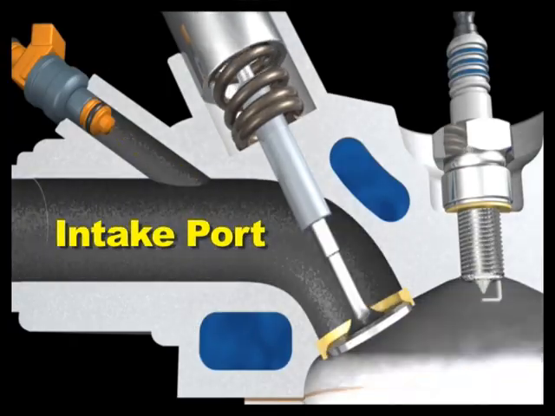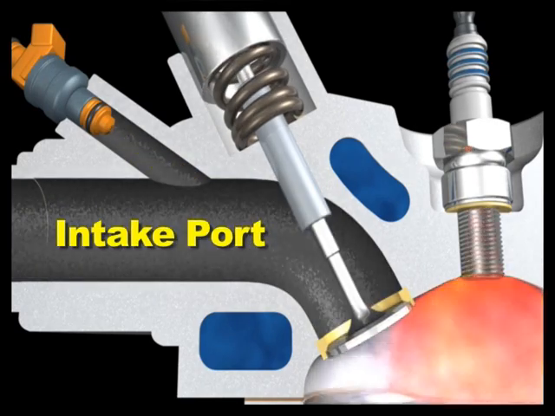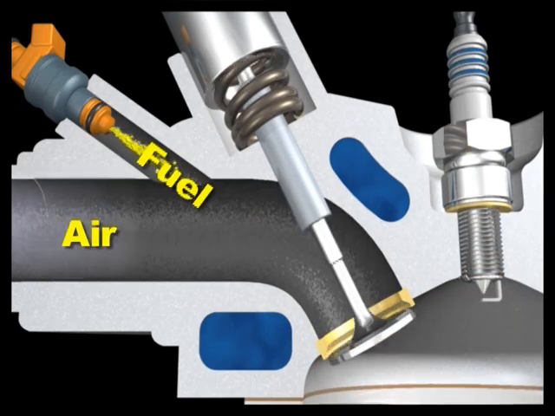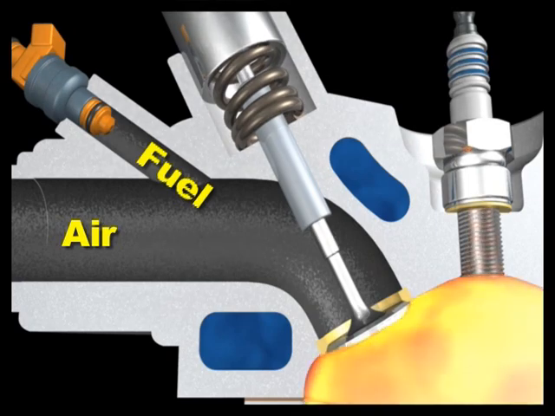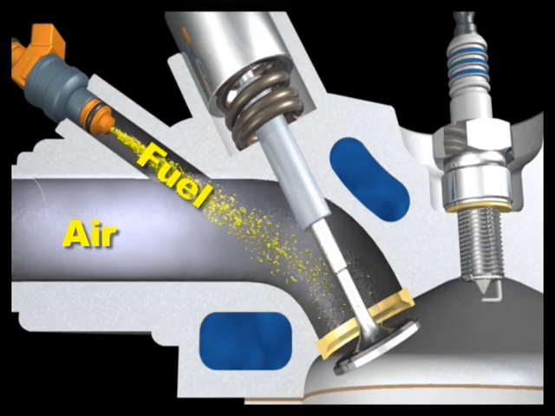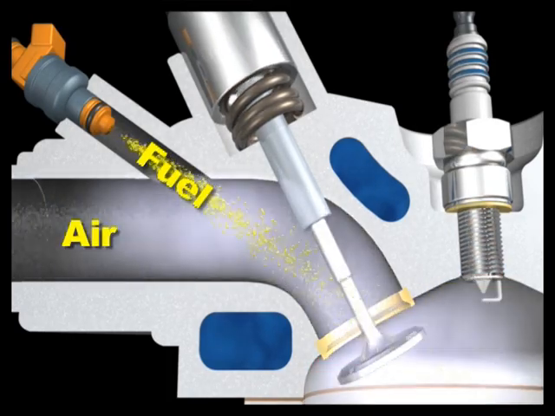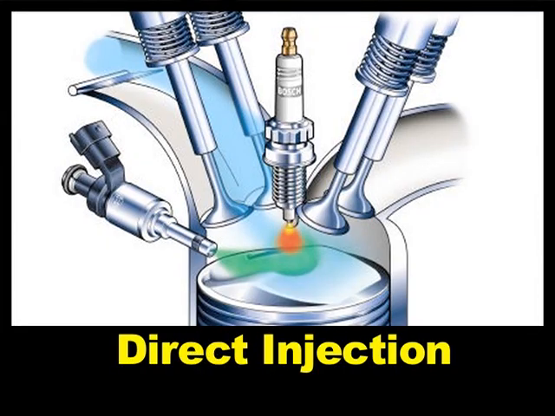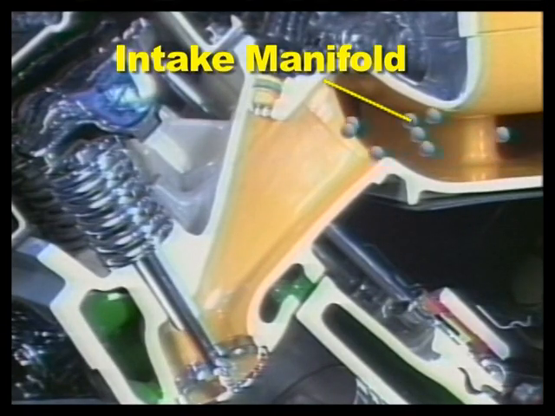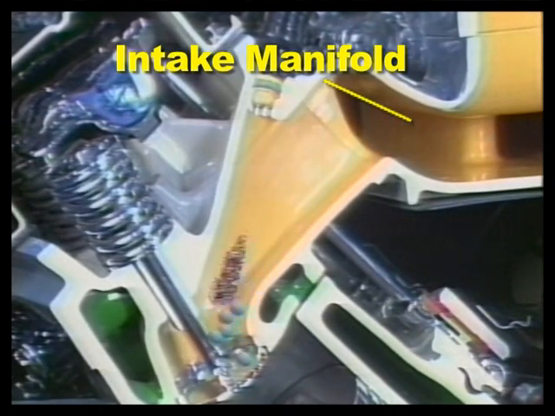The cylinder head intake port allows the air and fuel to flow into the combustion chamber. As the injector fires, the fuel mixes with the air before flowing into the combustion chamber past the open intake valve. With direct fuel injection, only air flows through the intake port. The engine's intake manifold feeds air into the cylinder head port.